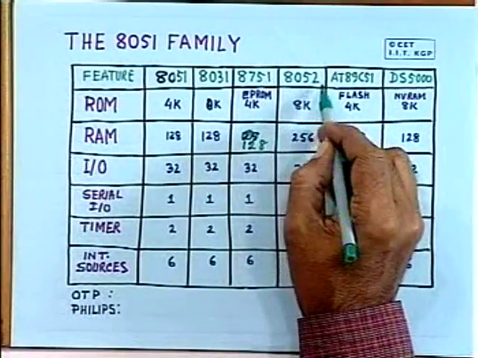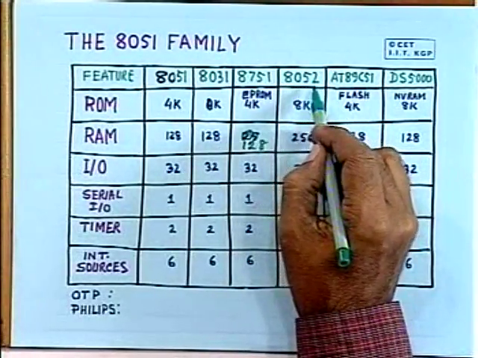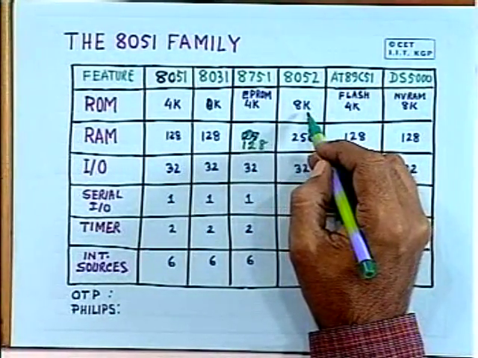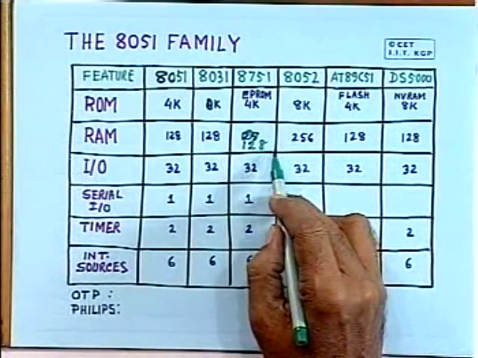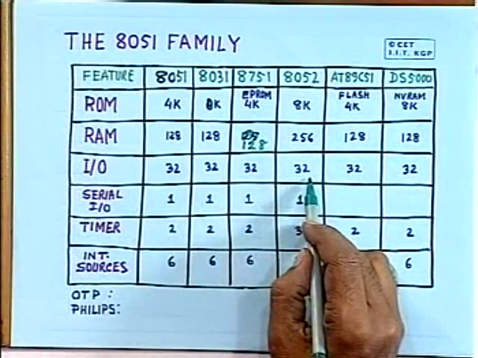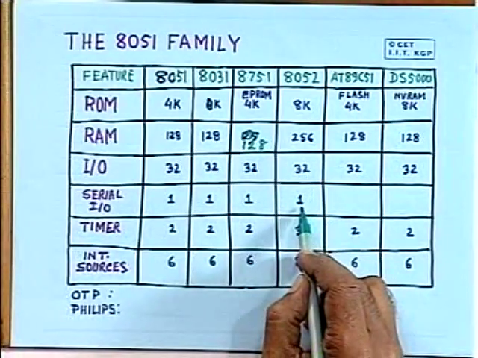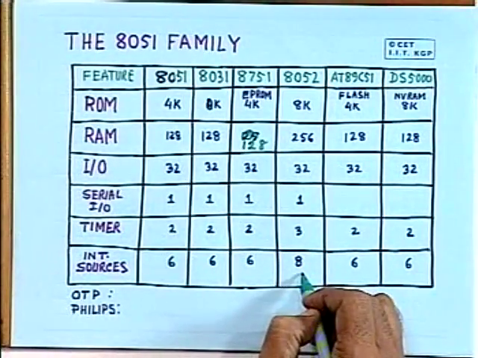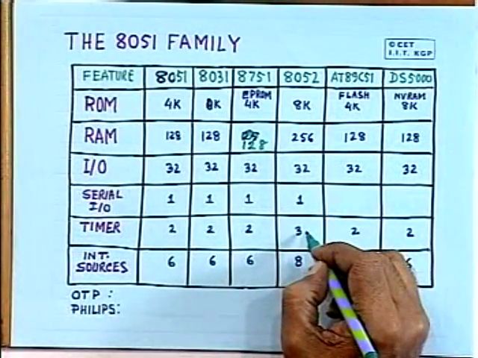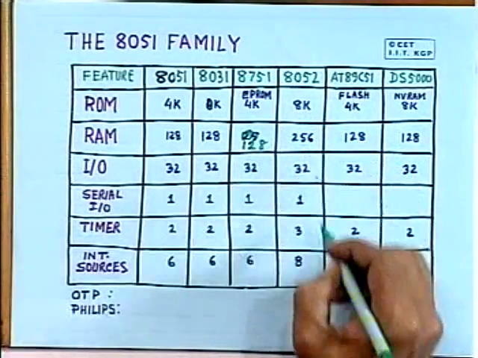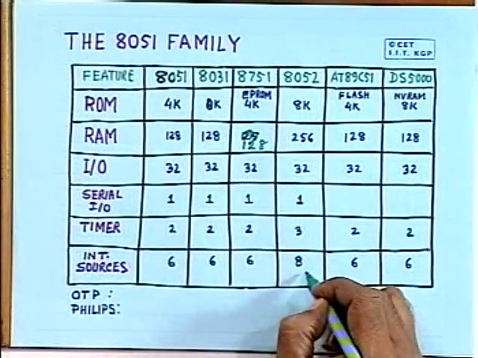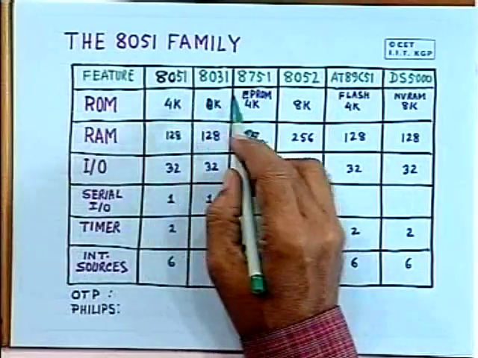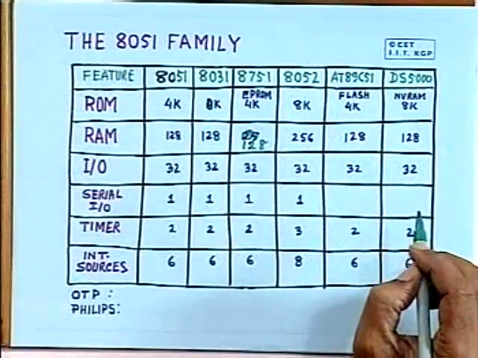Then there is an extended version of 8051 which is known as 8052, which provides you 8 kilobytes of program memory, ROM, then 256 bytes of RAM, 32 IO lines, then 1 serial port. There is 1 additional timer and 2 additional interrupts. So these are the extras. ROM is extra, RAM is extra, 1 timer is extra, and 2 interrupts are extra in case of 8052. So 8051 can be considered as a subset of 8052.